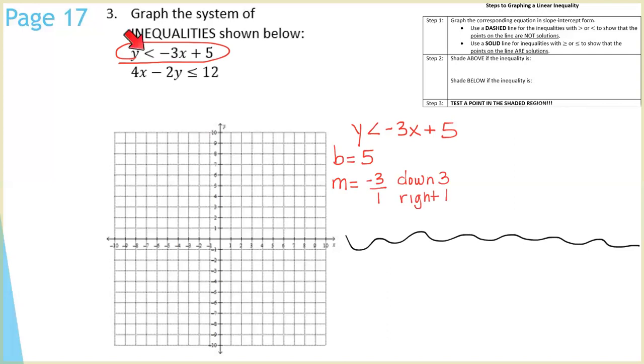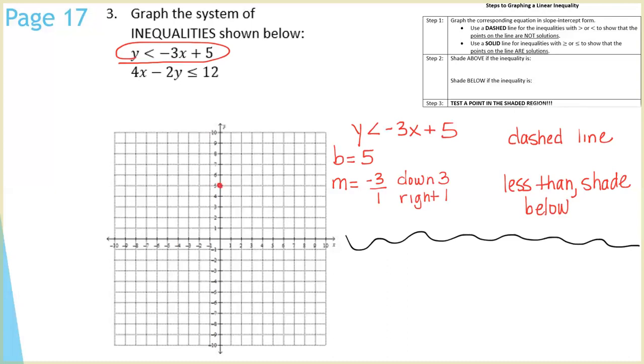For this example, it doesn't have a line under it, so it is a dashed line. So that's the 4th key thing about this graph. And this is less than, so you're going to shade below. So let's go ahead and graph that out.